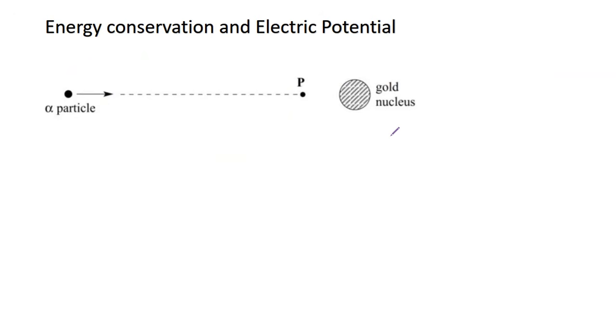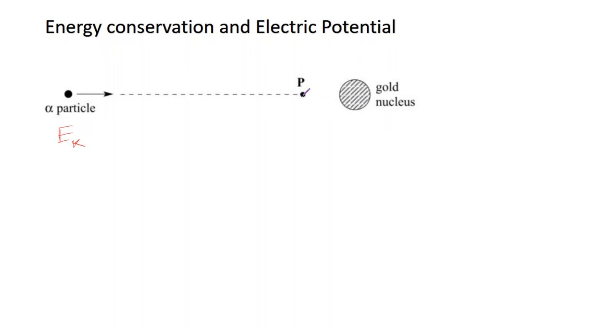This is a very, very, very important concept. Energy conservation and electric potential. Here you have an alpha particle approaching a gold nucleus. The alpha particle, since it's moving, has a kinetic energy. We all know the charge on an alpha particle is positive and a nucleus is also positive. So as the alpha particle approaches the nucleus, it's continually being repelled. So the kinetic energy decreases, and at point P it comes to rest.